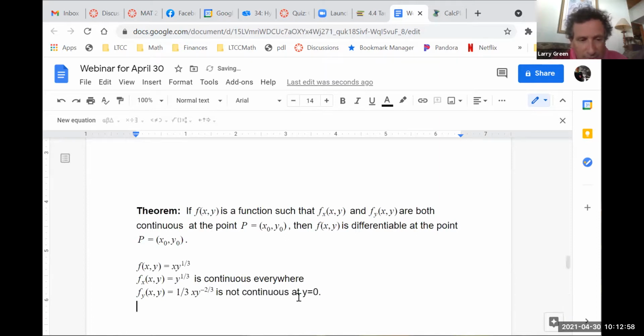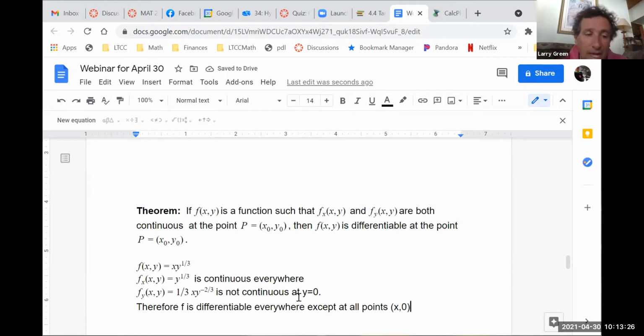Therefore, f is differentiable everywhere except at all points x comma 0. So if y is 0, it's not differentiable. Any questions on that?